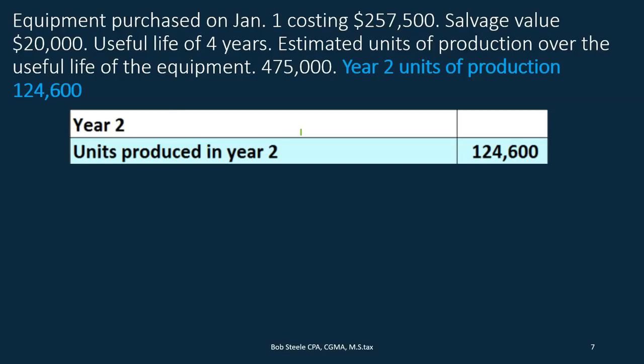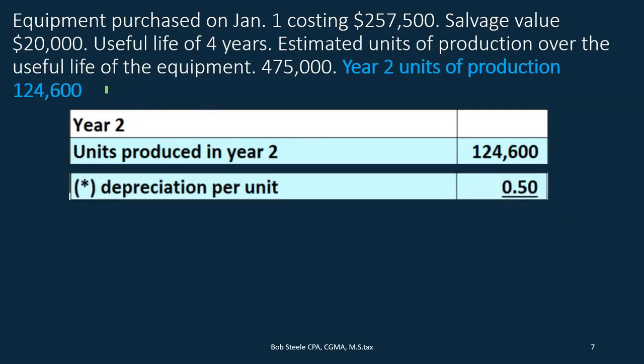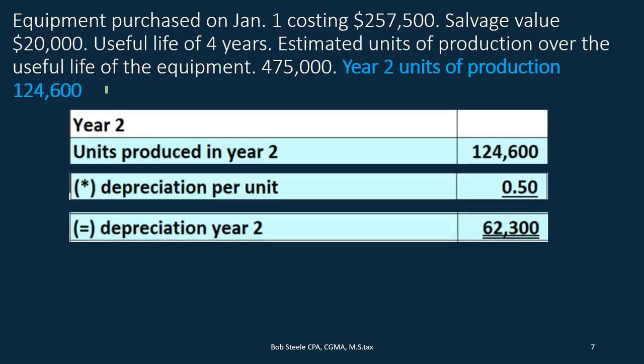Year 2. Very similar calculation, very easy until we get to the final year. The final year will change. So year 2, same thing. We're just going to say units produced in year 2. They're going to have to give us that number in the problem, and we'll just multiply that times our rate for the year that we calculated first off. Once we have that rate, very easy to calculate this. And then if we multiply that out, we got 62.3 in this case. That's the depreciation for year 2.